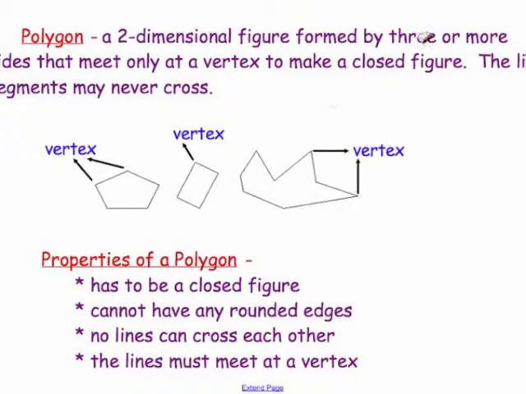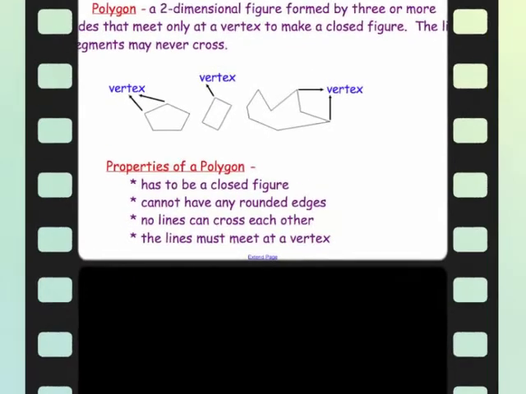So if we look at our examples down here, we've got vertexes, these kind of endpoints. They have to meet together and they can't just cross and continue. So these ones work. Here's what a polygon has to have. It has to be a closed figure. It cannot have any round edges, no lines can cross each other, and the lines must also meet at a vertex. Okay?